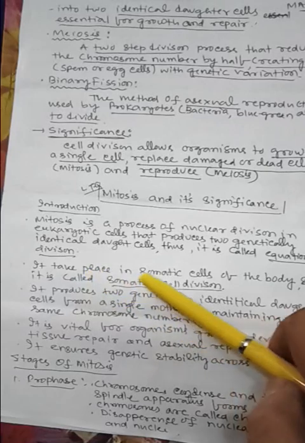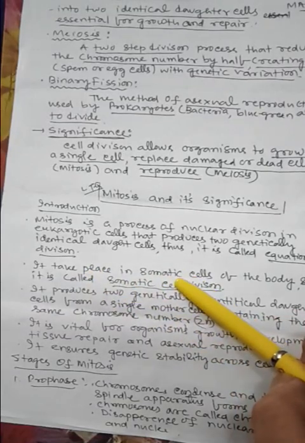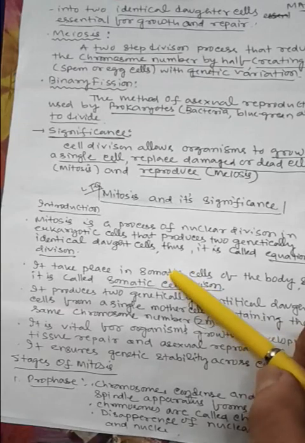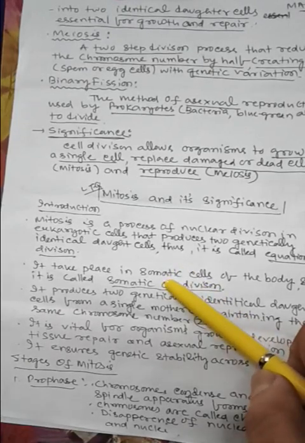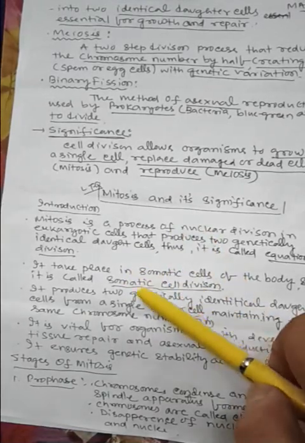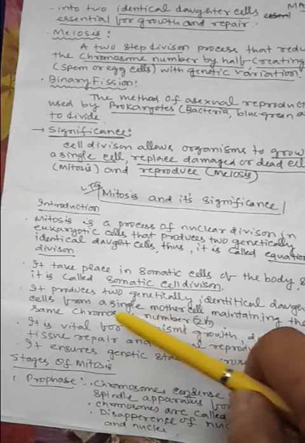Next, it takes place in somatic cells. We know that an organism has two types of cells: one is somatic cells or vegetative cells, and the other is germinal cells. Somatic cells are responsible for the body's growth, and germinal cells are responsible for gamete formation and sexual reproduction. Thus, this process takes place in somatic cells, so it is called somatic cell division.